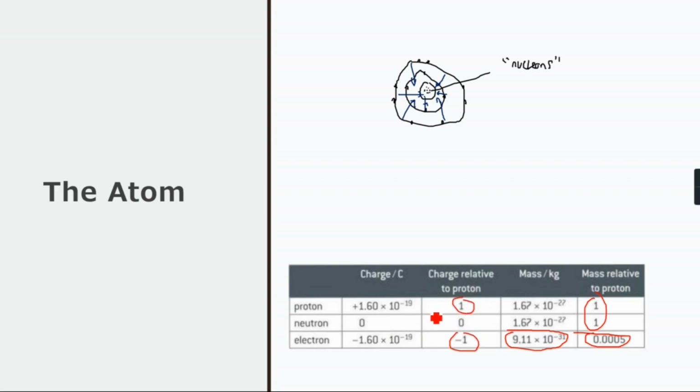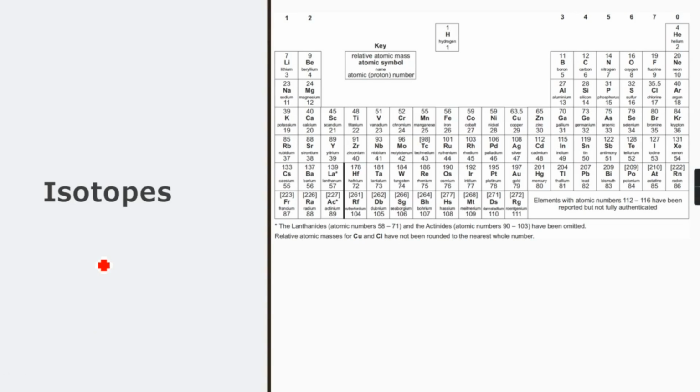And a few definitions you might hear: an uncharged atom becomes an ion if it gains or loses an electron. And generally an uncharged atom has an equal number of protons and electrons. So we're now going to discuss isotopes.